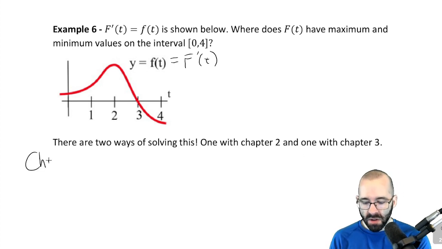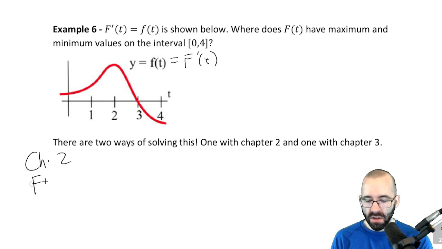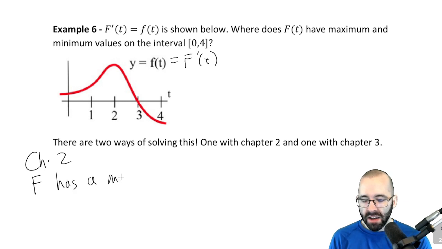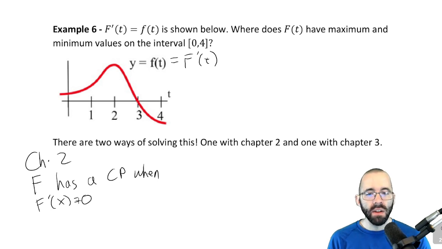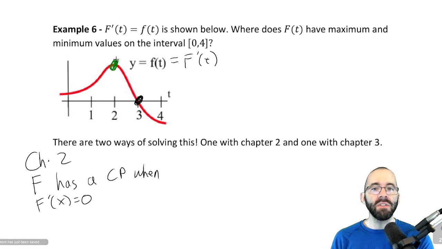Remember in chapter 2, derivatives, we said a function has a critical point when its derivative equals 0. Well, where does the derivative equal 0? This is a graph of the derivative. This is where the derivative of capital F equals 0. Not to be confused with this point, this is where the derivative of little f equals 0. Not the same thing.